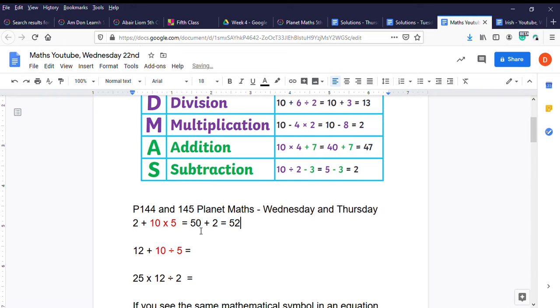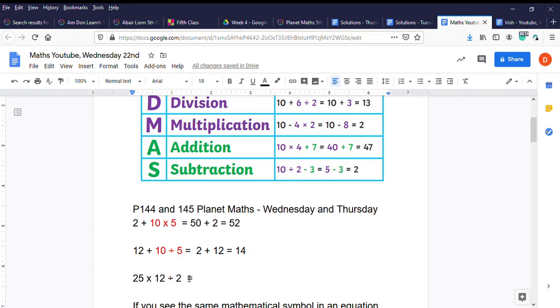The second question, 12 plus 10 divided by 5. 10 divided by 5 is 2. We solve that first because division comes before addition. So 2, then we can add our 12, and we have 14. Those two were relatively easy. I color-coded them. So we have the multiplication division in red. That was to indicate that you have to solve those parts first.